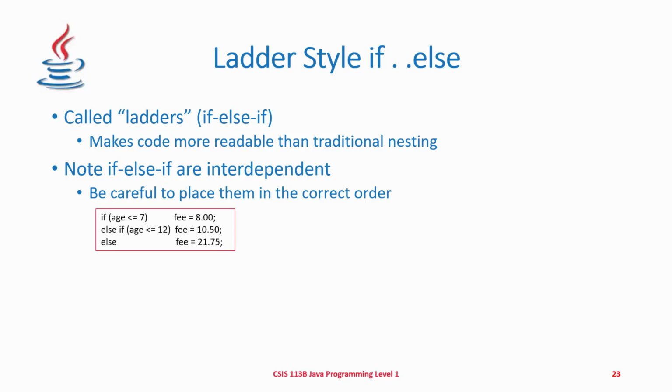Else if, so now if the first condition is false, check the second condition, which is to see if age is less than or equal to 12. If that's true, the fee is going to be $10.50. If neither of those statements is true, then the fee is going to be $21.75.